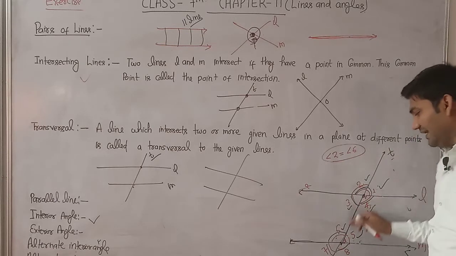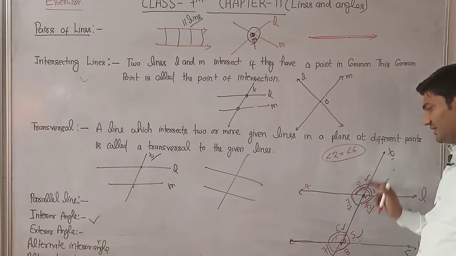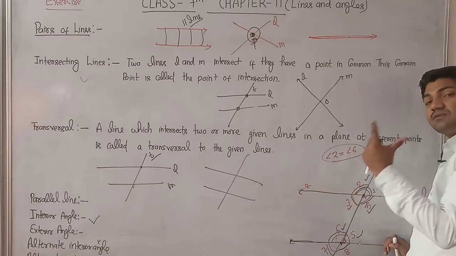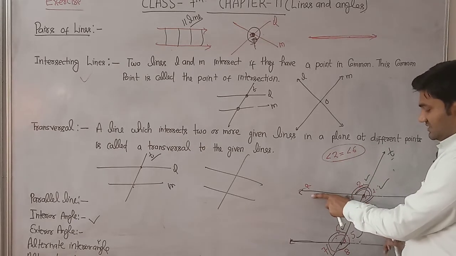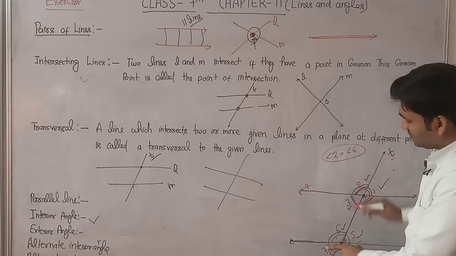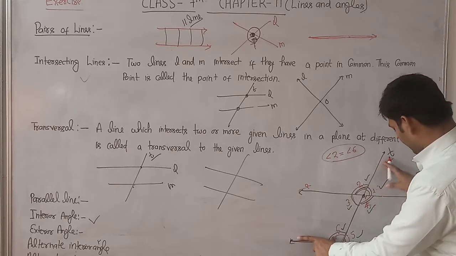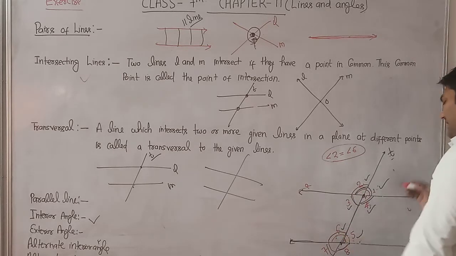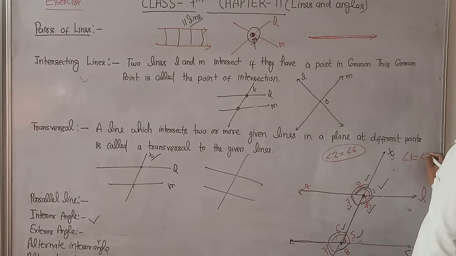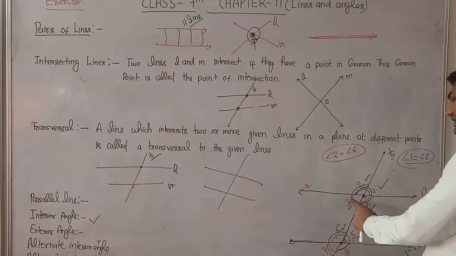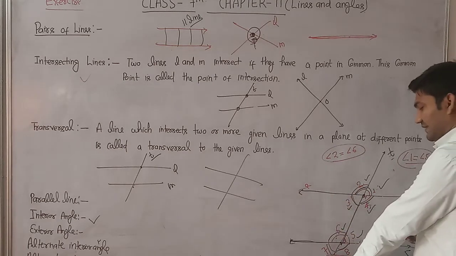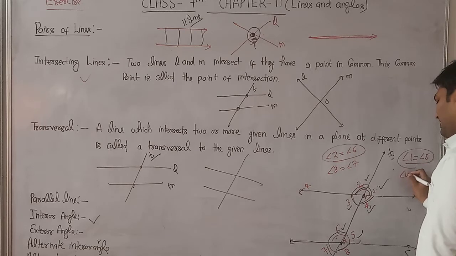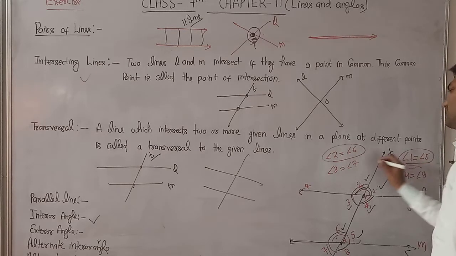This line T is common to both angles, 2 and 6, and another line. The angles are formed on the same side, not the opposite side. This line and this line form angle 2, and line T and line M intersect to form angle 6. So angle 2 is equal to angle 6 and angle 1 is equal to angle 5. These are corresponding angles. Angle 3 is equal to angle 7 and angle 4 is equal to angle 8. These are also corresponding angles.